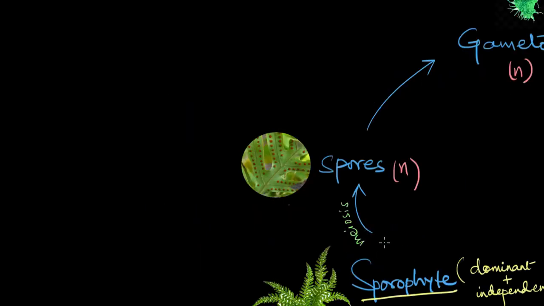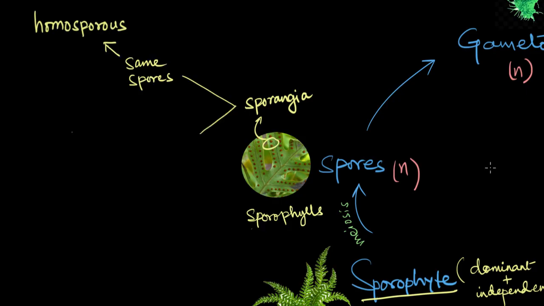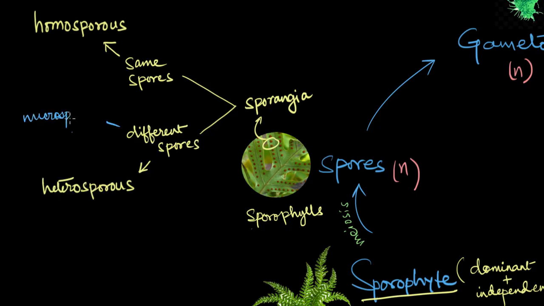As the sporophyte matures, it develops specialized leaves called sporophylls, which bear spore-producing structures called sporangia. Inside the sporangia, haploid spores are formed via meiosis. Now, most pteridophytes have only one kind of sporangia, which produces only one type of spores, or the same type of spores. Such plants are known to be homosporous. Some pteridophytes, however, like Selaginella, have two kinds of sporangia, and they produce two different types of spores: microspores, or the male spores, and megaspores, or the female spores. Such plants are said to be heterosporous.